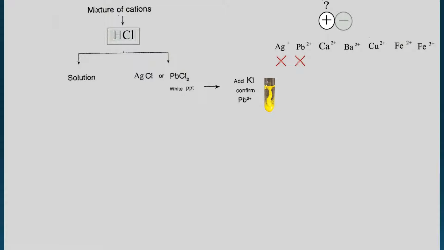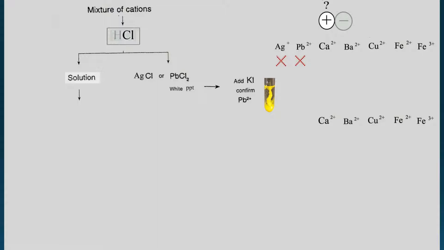So if you put in KI, PbI2 is yellow, then you can identify whether it is Pb or Ag. Now we turn to the solution. If this solution is still soluble with this test, it indicates they can't be Ag or Pb. So now you have two fewer to consider.